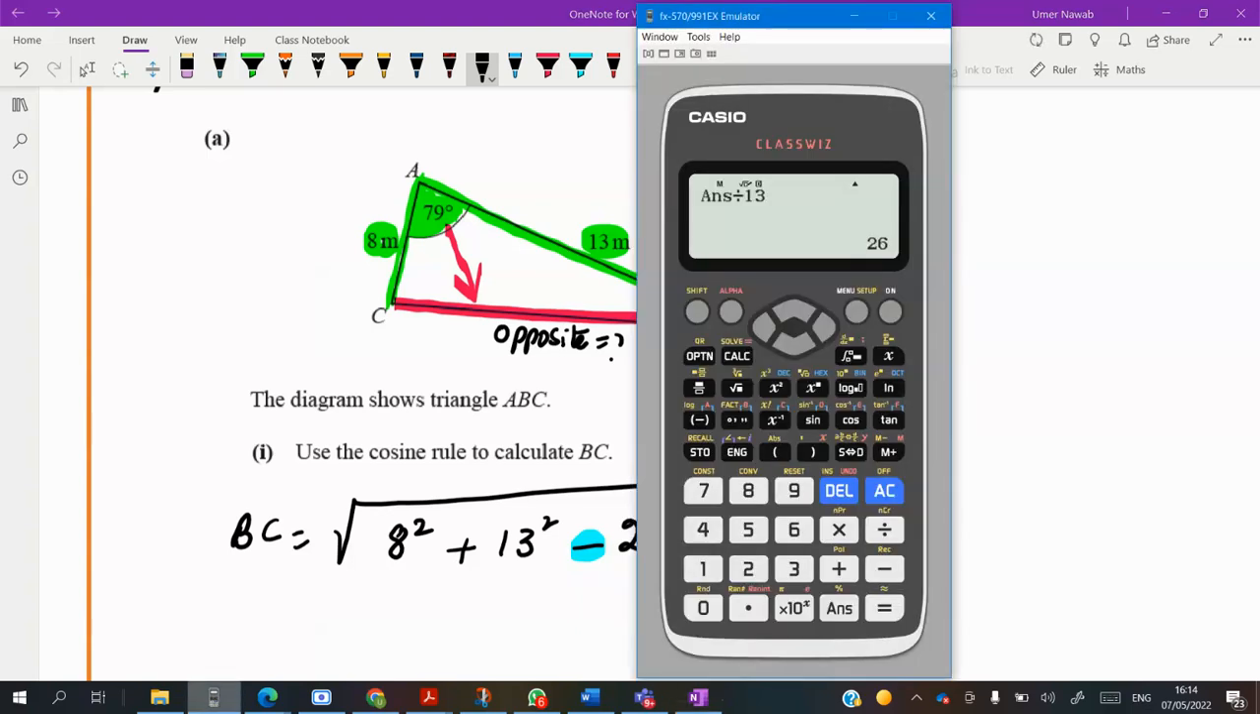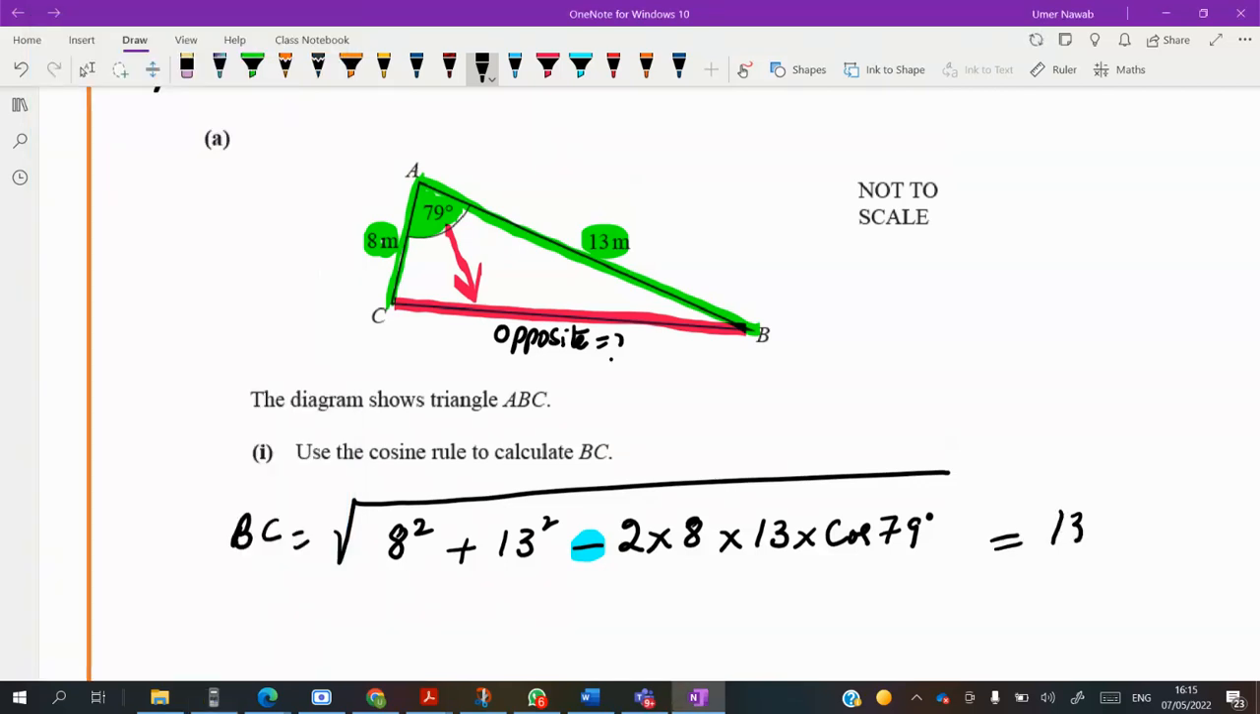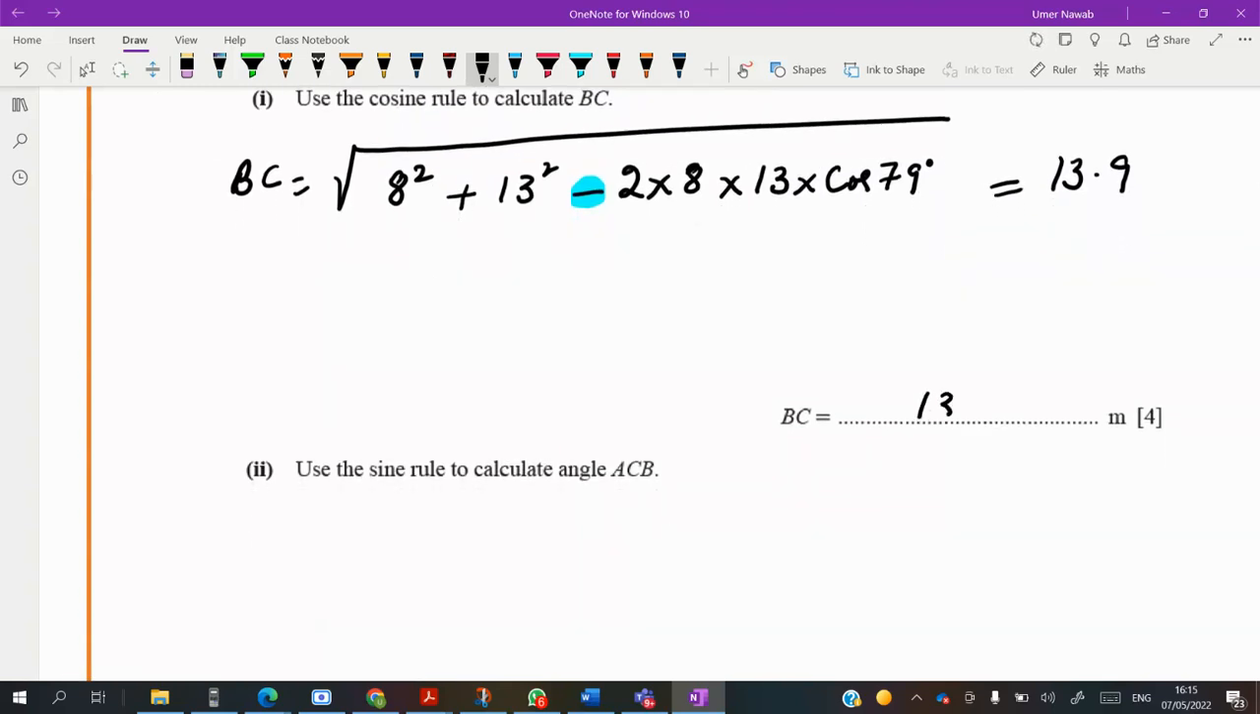Now I'm going to put it in the calculator. So 8 squared plus 13 squared minus 2 times 8 times 13 times cosine of 79. It gives me the answer 13.9. So 13.9 is BC to three significant figures.